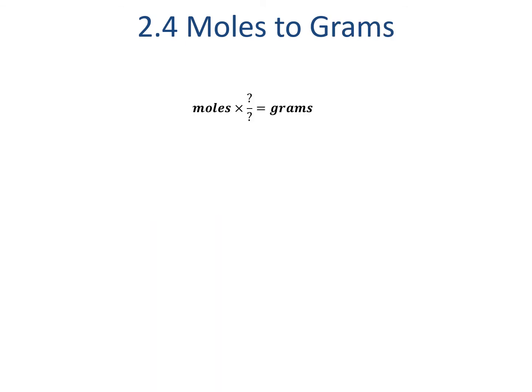Going back the other way is easier. If we have a molar quantity and want to find grams, we can set it up as a dimensional analysis problem again. But the conversion factor we're looking for is grams per mole, which is molar mass. Mass times molar mass is moles.